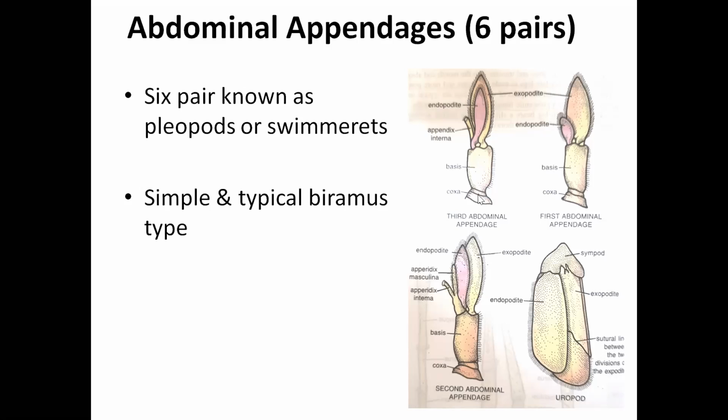Okay, here we will see the third abdominal appendage. In the third abdominal appendage, you can see the presence of one structure. This is known as appendix interna.